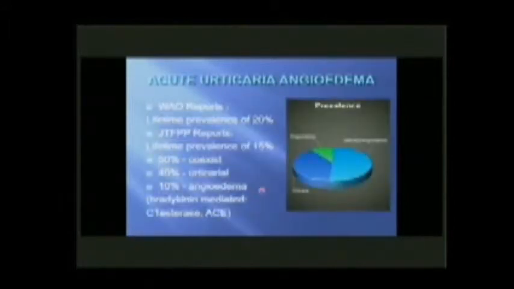The WAO reports a significant burden of disease, and there could be a lifetime prevalence of 20%. This is very similar to the prevalence reported by the Joint Task Force for Practice Parameters. The Joint Task Force is a commission representative of the two allergy societies in the US, and they report a lifetime prevalence of 15%.